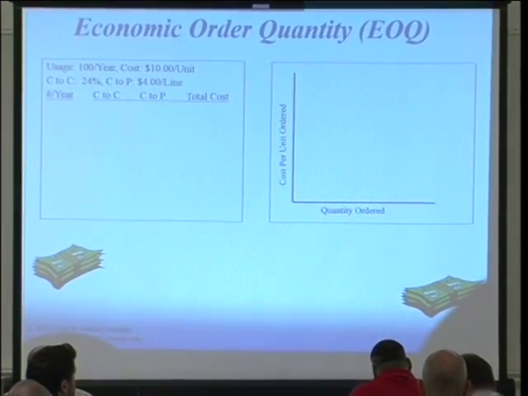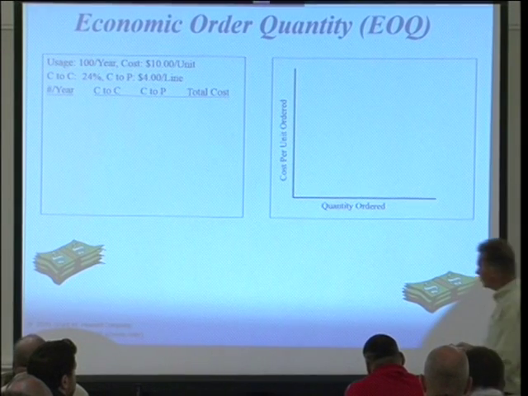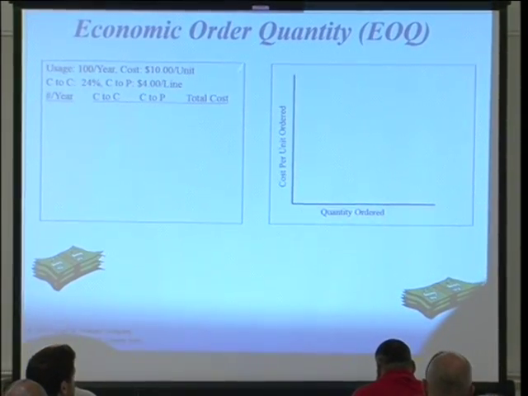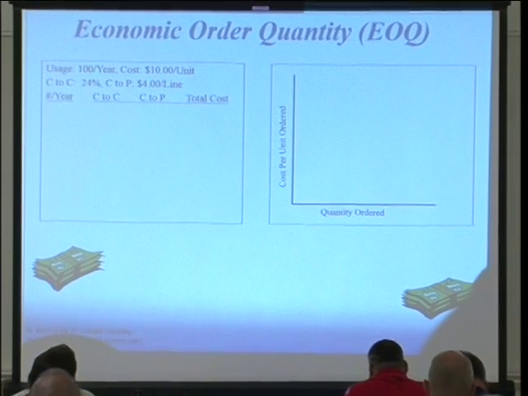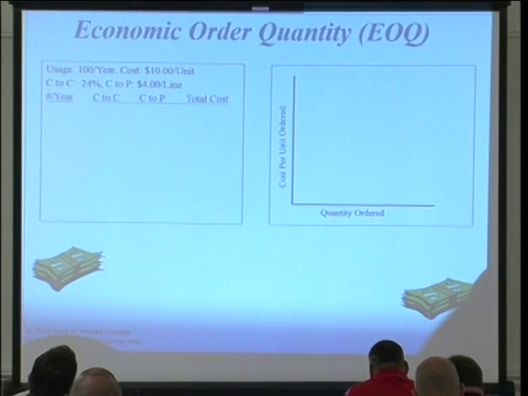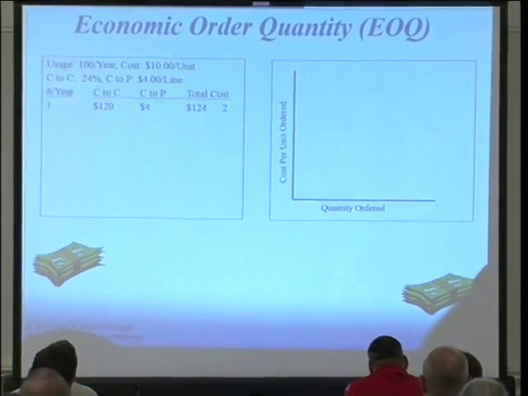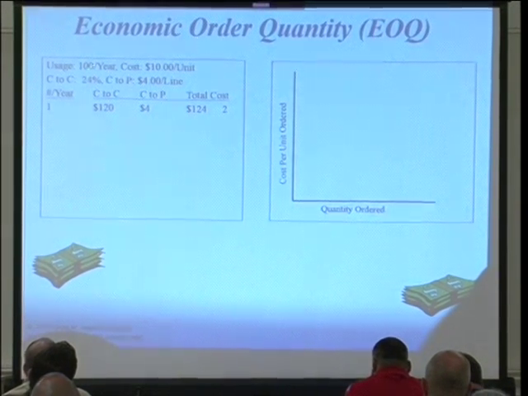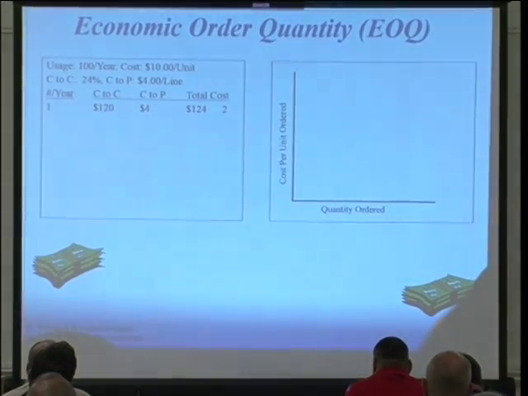Let's take apart EOQ for a second. So here we've got a product that we have usage of 100 per year. Our cost is $10. Our cost to carry is 24%. Cost of purchase is $4. So I just want to go through what we've done in the past. So here's what we did. If we go and buy it once a year, so we bring in what? $10 times 100, we bring in $1,000 worth of product once a year.